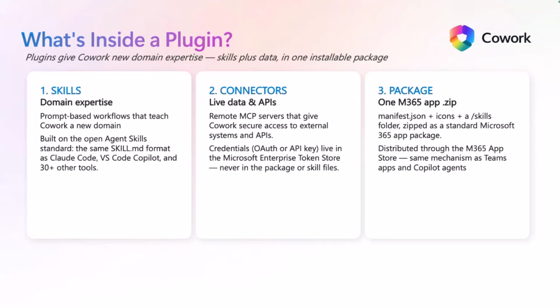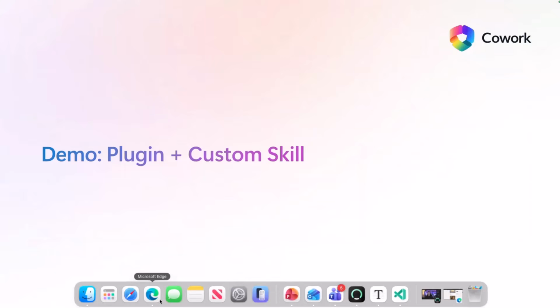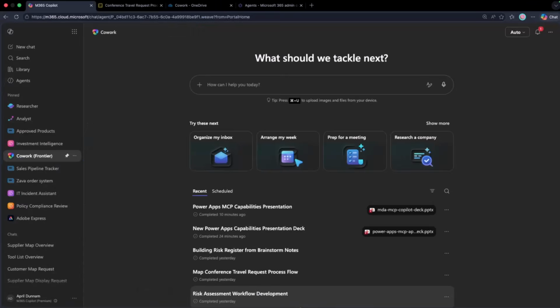How it differs from a skill is in an application, you would package this up as a zip in an M365 app. So you're going to have your manifest JSON that defines the schema and all that, icons, your skills folder that will be zipped up, and you'll deploy that in the Microsoft 365 App Store, same as we do our Teams apps and our Copilot agents. So therefore, everyone using Cowork is able to access this. Now, I've done a lot of talking, so let's go over and just see kind of what this looks like.